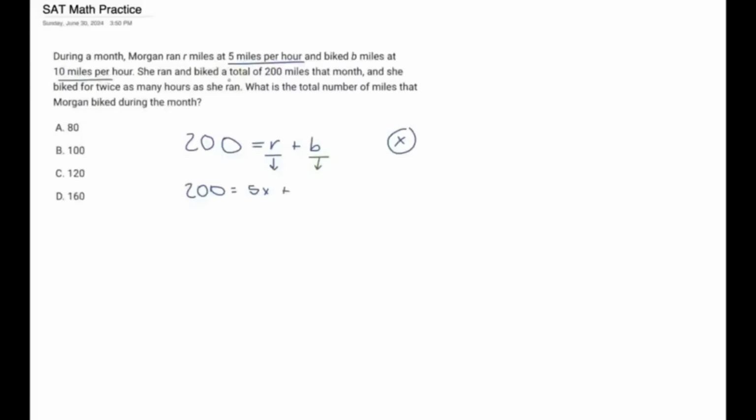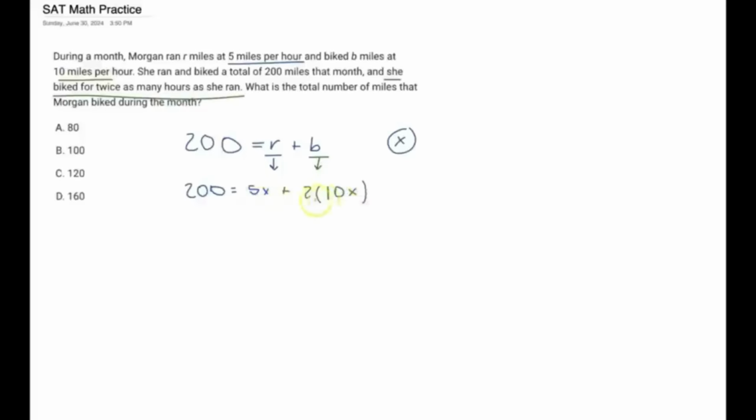And also if you have an external variable, which in our case we do, because she says that she biked for twice as many hours as she ran, right? So we can't just write 10x here because we know that she biked for twice as many hours as she ran. And so we can put a 2 on the outside here, multiplied by the rate of 10x. So x is the amount of time she spends in activity. So watch what happens.